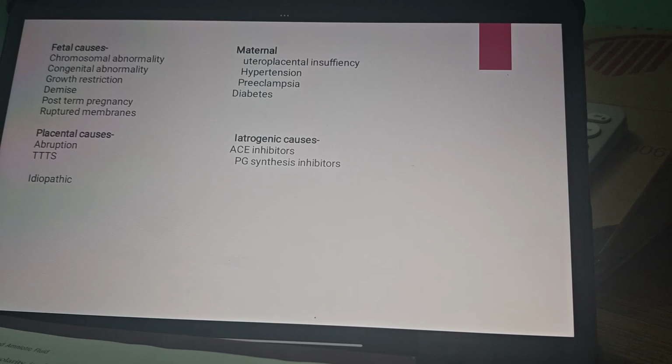Diabetes causes both poly and oligohydramnios. If there is vascular abnormality, then oligohydramnios occurs, and if there is no vascular abnormality or uteroplacental insufficiency, then polyhydramnios can occur.